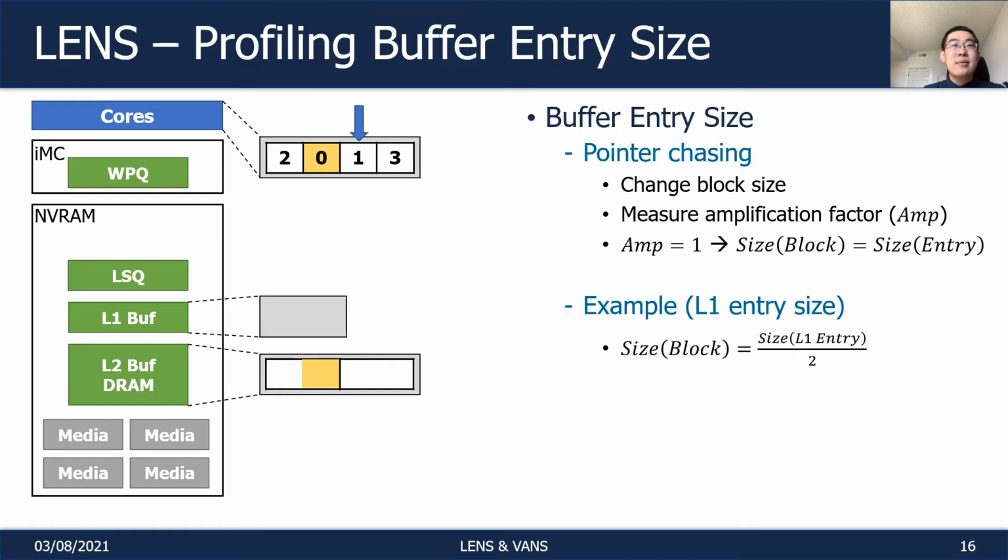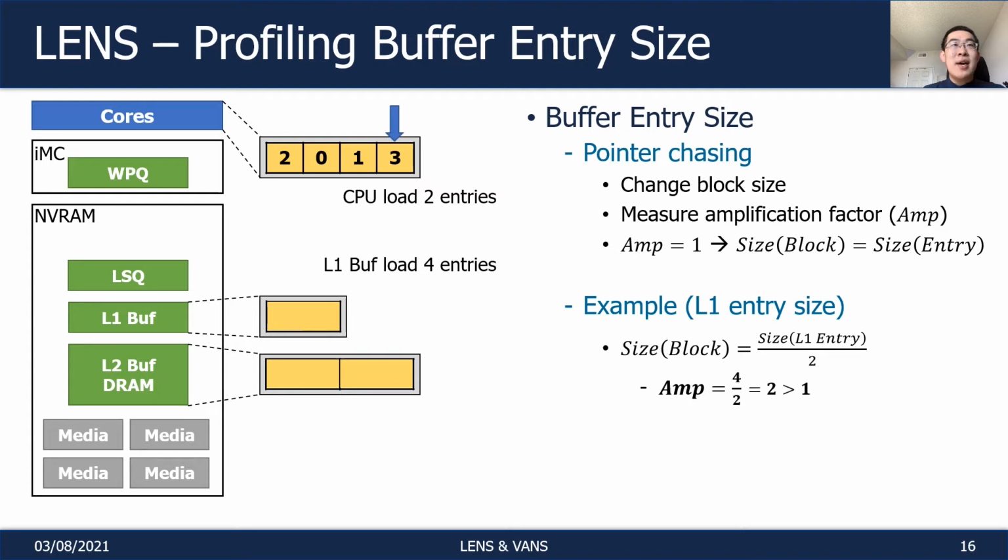Then the second, the third, and the fourth block. After this test, the CPU accessed all 4 blocks, which is 2 L1 entries in size. But the L1 buffer actually loads 4 entries. This leads to an amplification factor of 2.